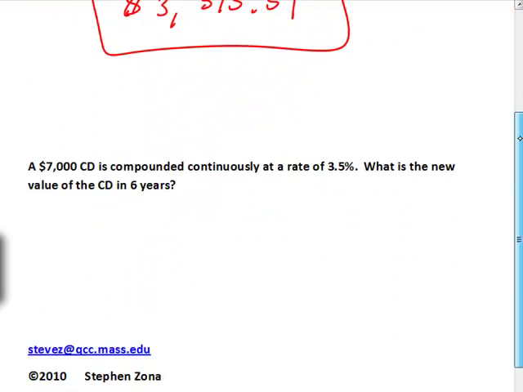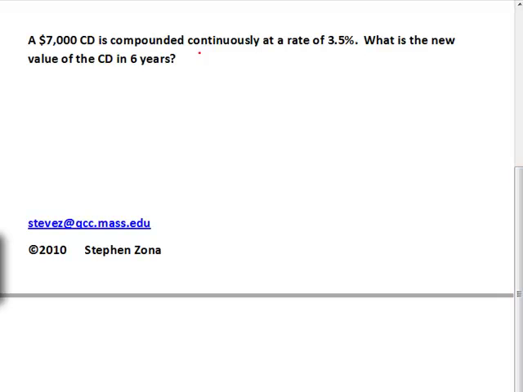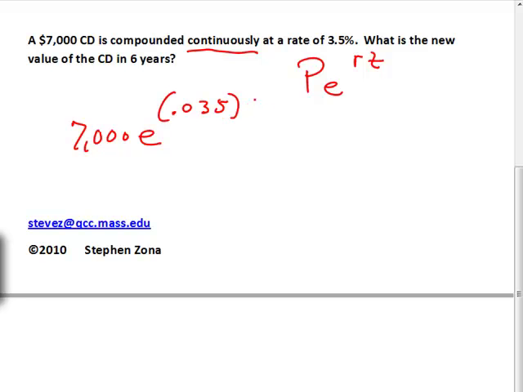Next problem. Same setup. Again, the key word you're looking at is continuous, continuously. So you know you're using that formula, P e to the rt. So we're starting with $7,000. You're using the letter E, and then your rate is 0.035, and you're keeping it in the bank for 6 years. So again, you can just punch that all in left to right.